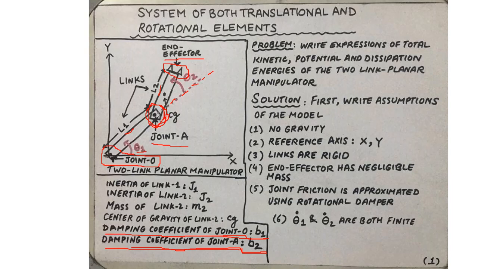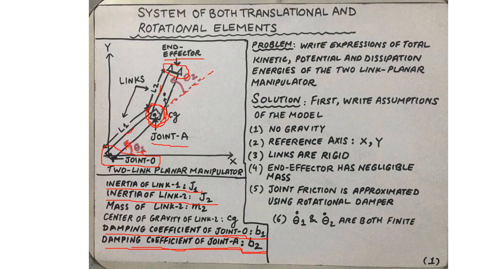In our model of a two-link manipulator, the link 1 mass moment of inertia will be taken as J1, and the link 2 mass moment of inertia is taken as J2. Now note that in case of link 1, we can only expect to have a rotational motion which corresponds to the displacement variable θ1.